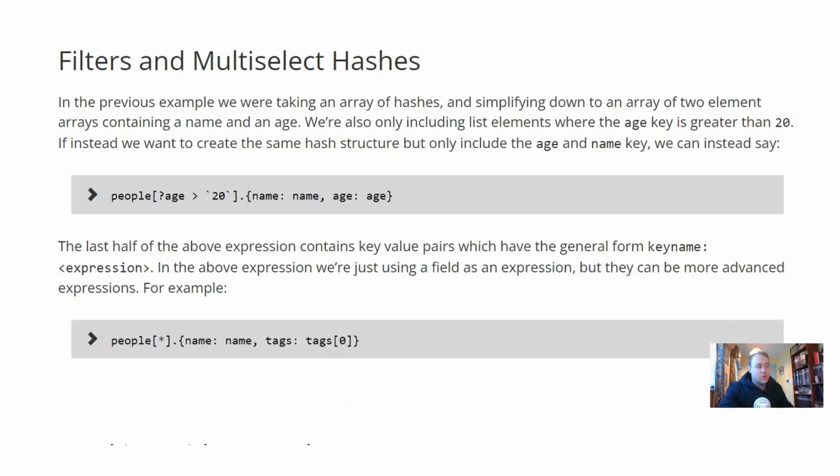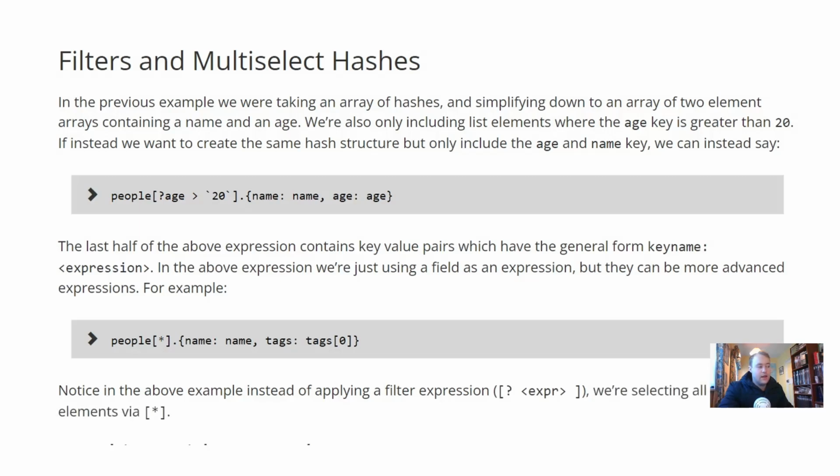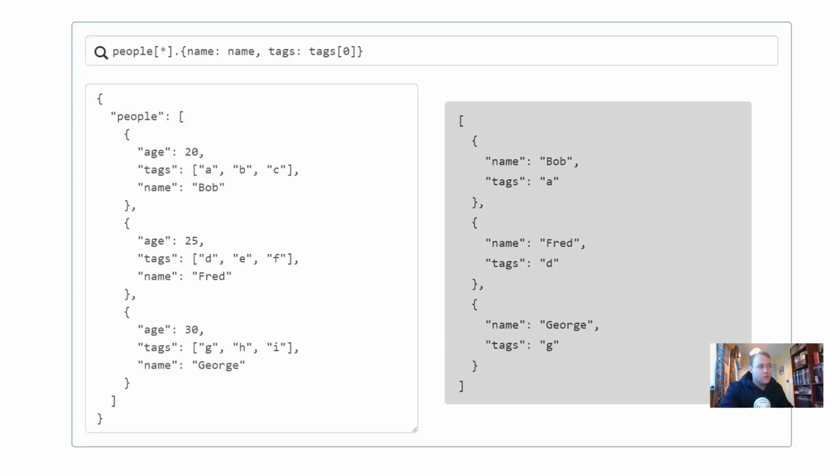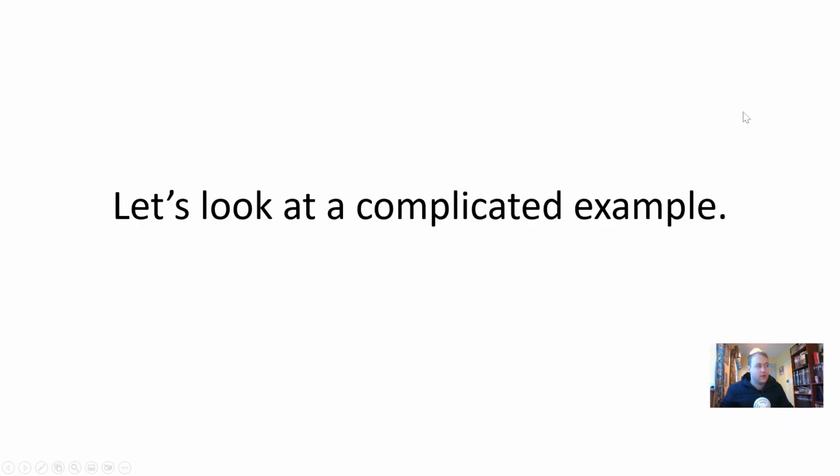For example, next to our label tags, because we want tags to be the name of the field we're creating in the result, we could have only the 0th tag selected. So that's our selector, tags 0. Notice in the above example, instead of applying a filter expression, we're selecting all the array elements via asterisk. So that's the result that would be generated there. You can see that we're only getting the first of the tags element, A from here, D from here, and G from here. It'd be interesting to see, can you put anything in your selectors here within the instruction portion?